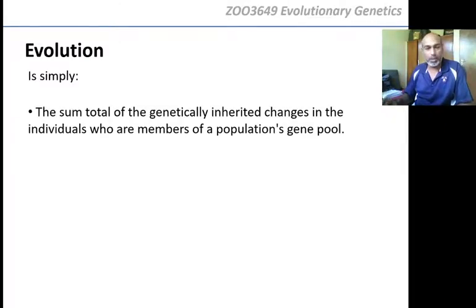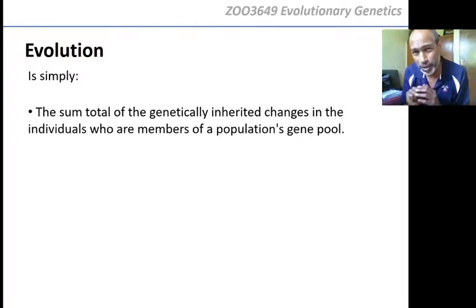There are many ways to define evolution, and we will go through a couple of them. You can use any one of them if you're asked a question in a test or an exam. It doesn't matter which one you use. But I like the simple explanation that evolution is the total of the genetically inherited changes in the individuals who are members of a population's gene pool. Basically, the amount of change in a population's gene pool from one generation to the next. If there are changes, there's evolution. If there are no changes between one generation and the next, then there's no evolution.